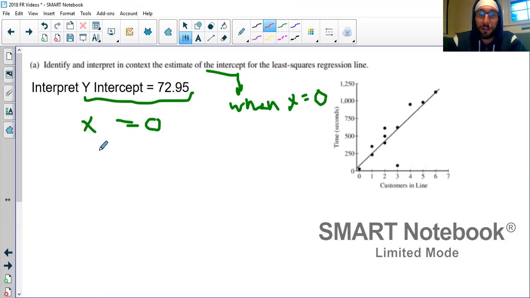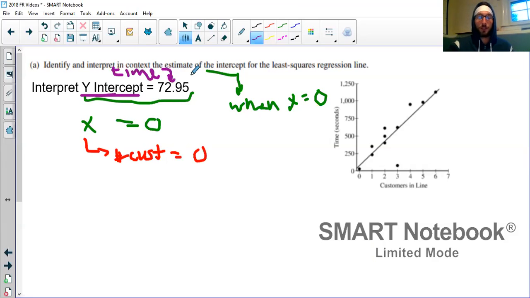So this is saying if the number of customers in line is 0, right? There's no one in front of you. I shouldn't say customers in line because I guess technically they're right, but the number of customers in front of you in line is 0. So the number of customers equals 0. Then your predicted Y value here is the time. Your predicted time to complete your checkout is 72.95 seconds. A little over a minute there.